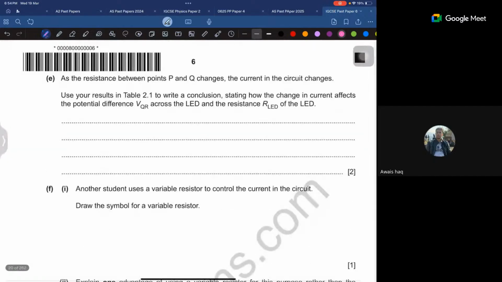So this is what you're going to write. You're going to say, increasing resistance reduced current, voltage PQ becomes larger than voltage QR, and finally resistance of LED increased. This is what the table states. You can check.